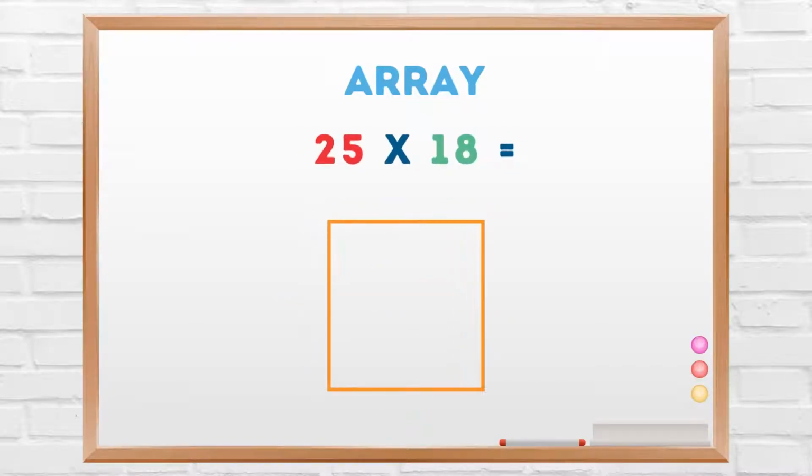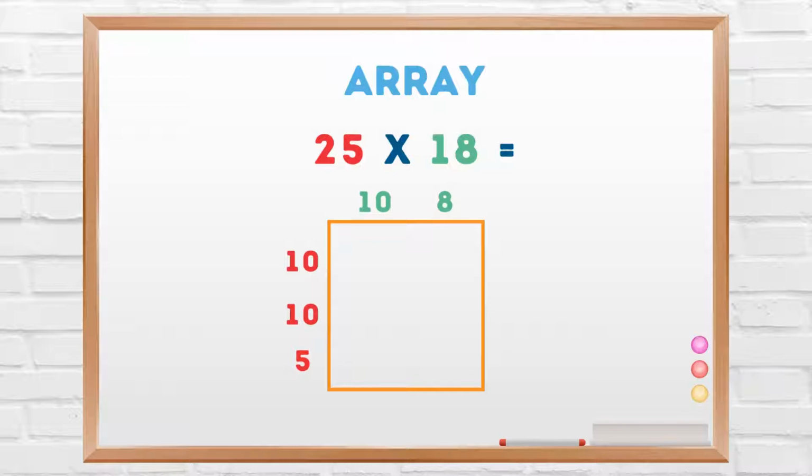Let's work out what 25 times 18 is using an array. We will break up both numbers into tens and ones. 25 can be broken up into 10 plus 10 plus 5. So we will write these digits on one side. And 18 can be broken up into 10 plus 8, which we will write at the top.